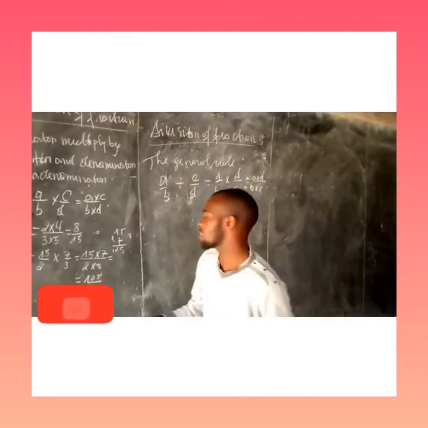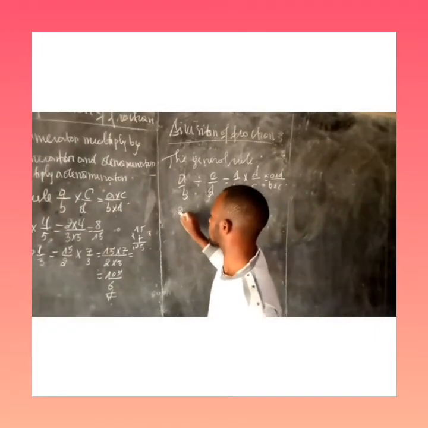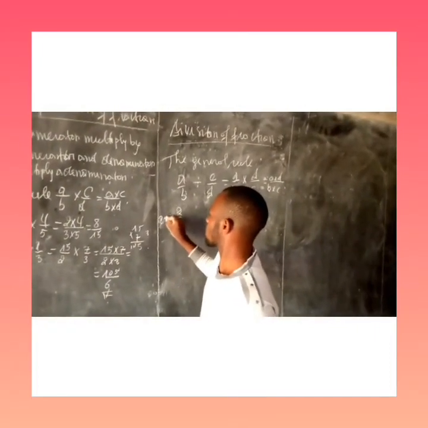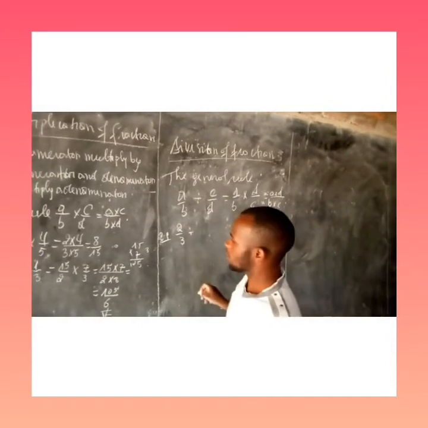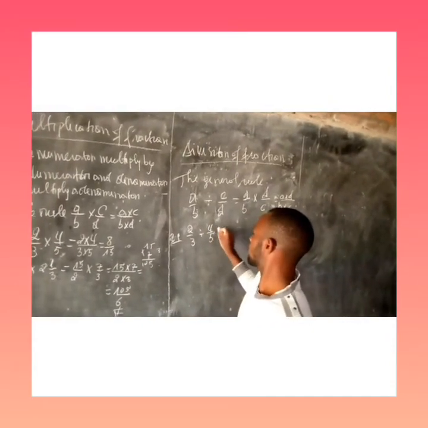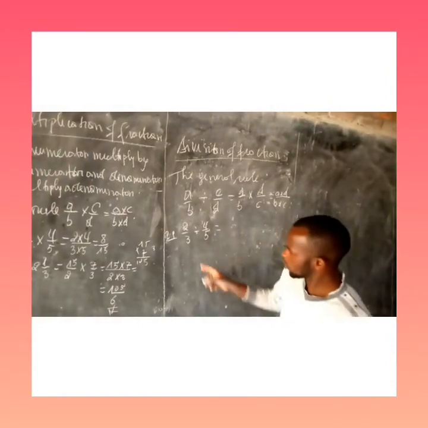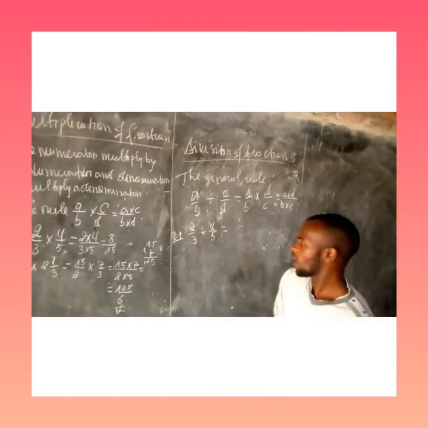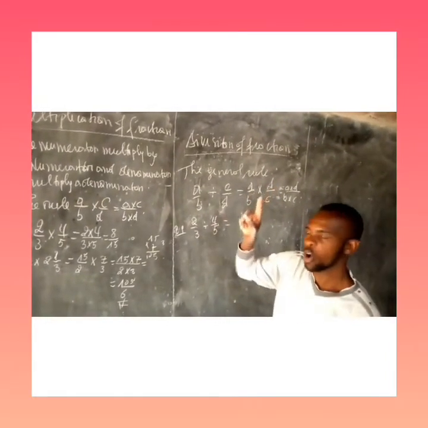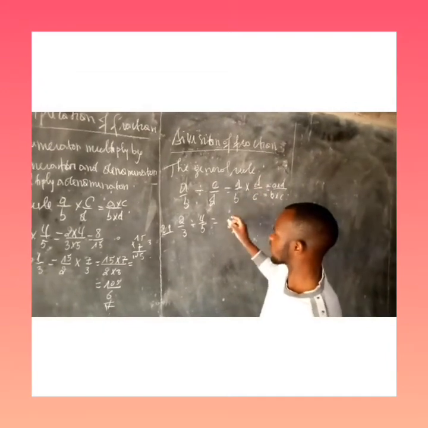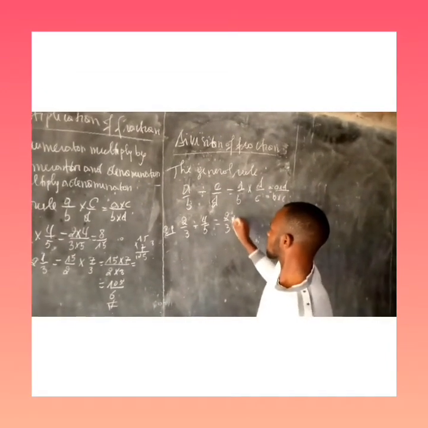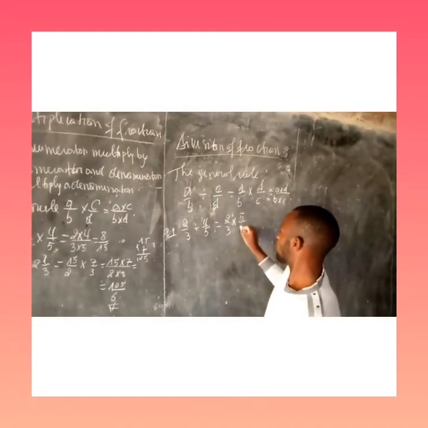So now here we have an example. Let's take 2 over 3 divided by 4 over 5. So now first of all you have to write the first fraction, and now you multiply by the reciprocal or the inverse of the second fraction. You get 2 over 3 multiplied by 5 over 4.